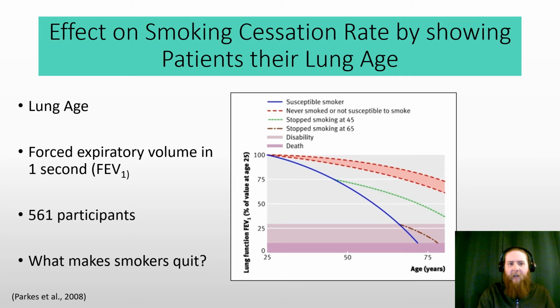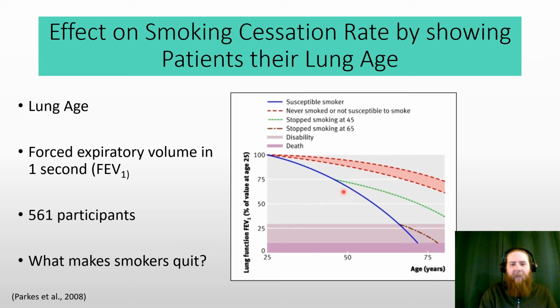This study uses lung age, which is a concept that was developed in 1985, and it shows the spirometry data of age in years on the bottom here, and then the amount of lung being used here on the left-hand side. And this red on the top is people who have never smoked at all, and it shows their lung capacity over time. And as they get older, it starts to drop off, but not nearly as fast as this blue line. And this blue line is individuals who are susceptible smokers. So if you are a smoker or you know a smoker, they're probably more on this line here.